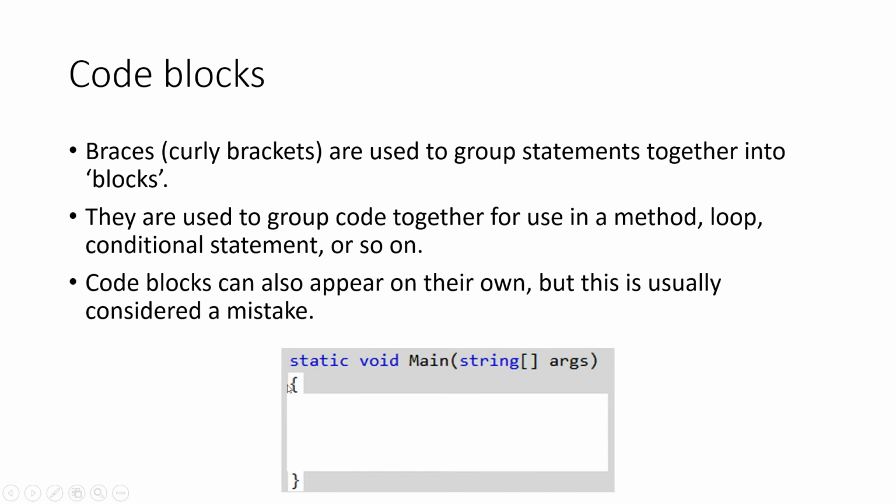Code blocks. If you see curly brackets, these are code blocks. They contain, well, if it's a method, the code block will contain statements. A statement is an executable command. You can put in curly brackets on their own. I recommend you don't because it's usually considered a mistake. A few people use it deliberately, but it's usually seen as a slightly odd way to organise your code.